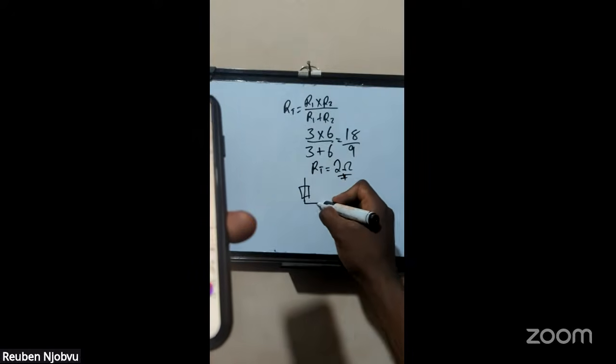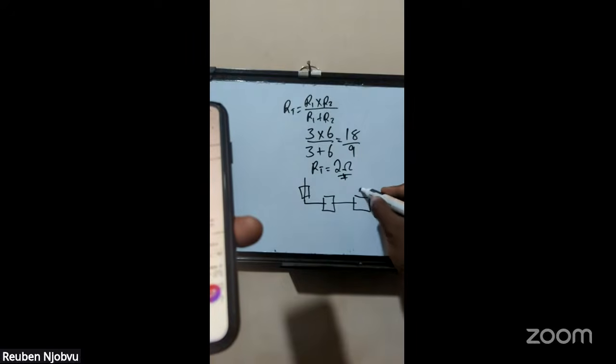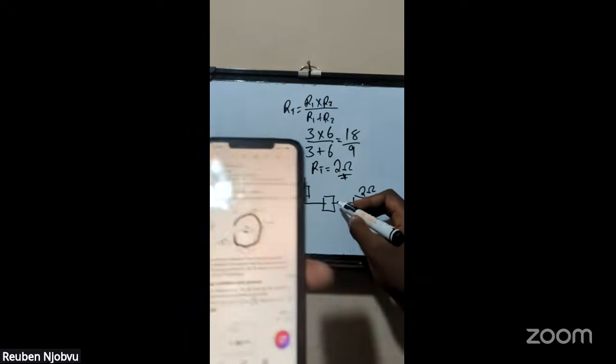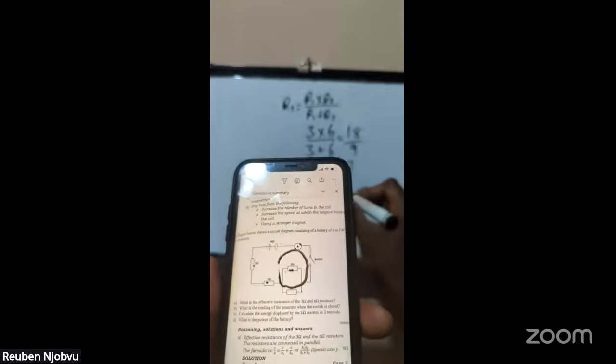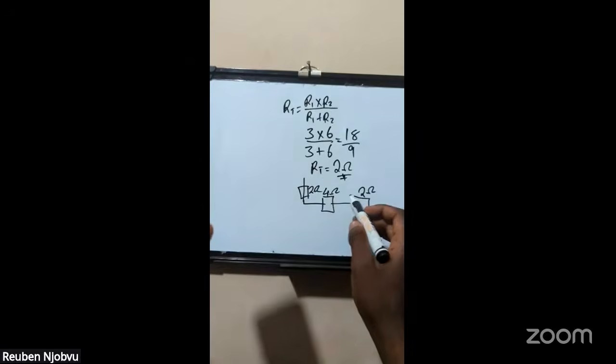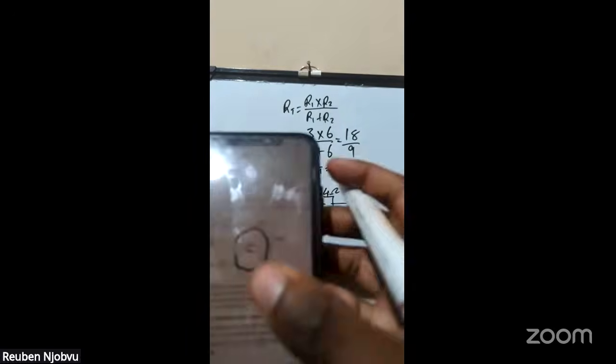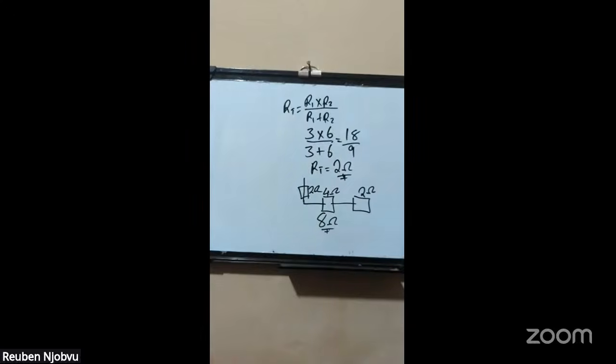This current here, the resistance at this point, and the one that you're finding, which is 2. And at this point you have 4. And at this point you have 2. So you add them: 2 plus 4 plus 2, you have 8 ohms as your total resistance. You can simply find the current now.